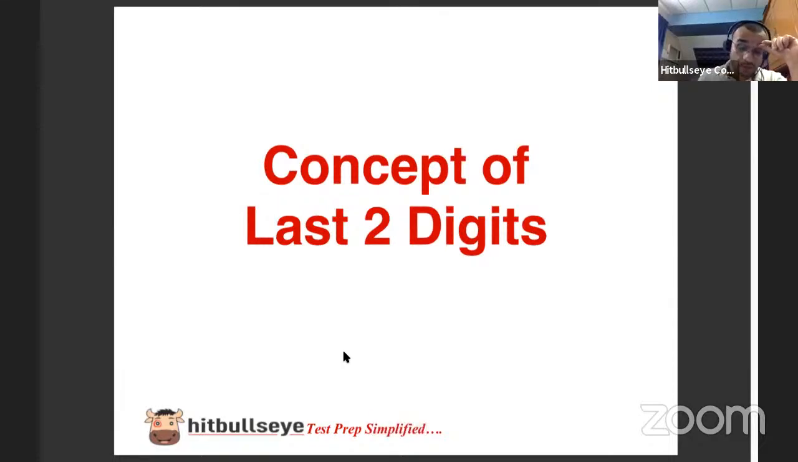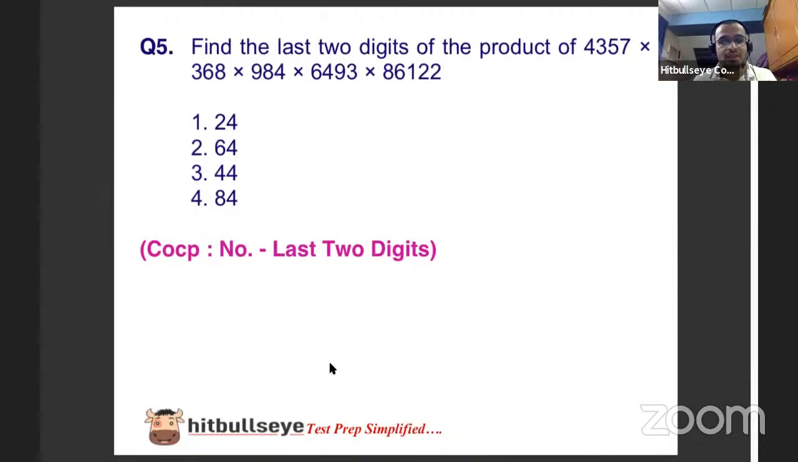Now let's come to the last two digits. Solve this one and then we'll discuss. Please tell me the answer. 30 seconds we'll discuss. The clue is that like we solved for unit digit, for one digit, very similar lines we'll be solving here for two digits. Just focus on the last two digits.